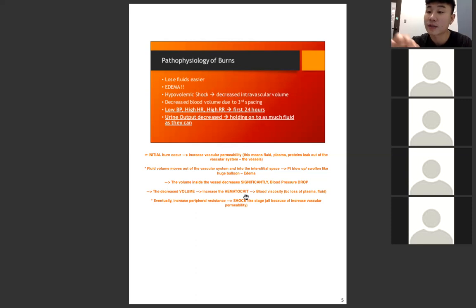And hematocrit is the percentage of the red blood cells. So it will lead to blood viscosity, which means the viscosity is the thickness of the blood. Like when we lose too much volume and we have only a little bit of volume left and a lot of red blood cells in it, it makes the blood really thick. And eventually it will lead to increased peripheral resistance and lead to a shock-like stage, all because of increased vascular permeability. All right, I hope it makes sense so far.